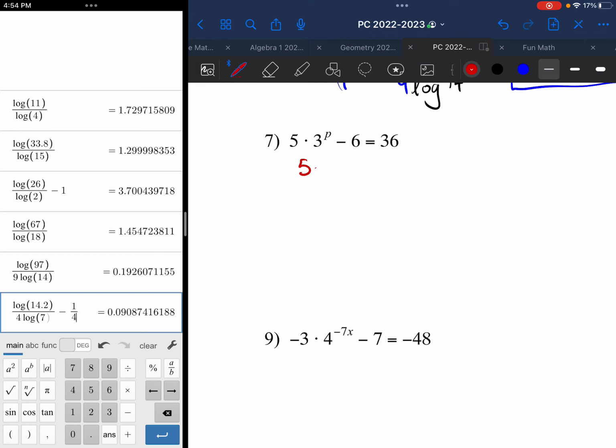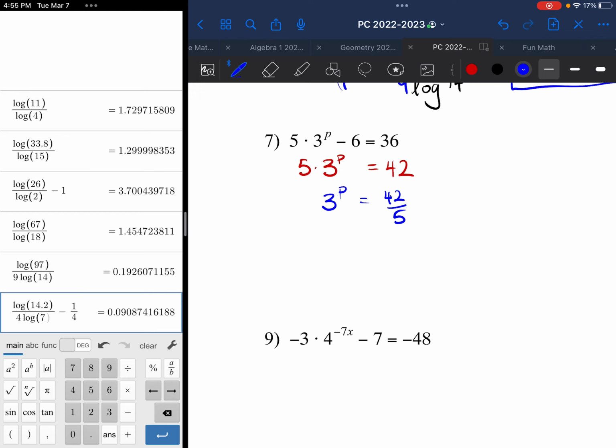So I'm going to get 5 times 3 to the power of p. After I add, the 6 is gone. 6 plus 36 is 42. And then from there, I'll divide by 5. So after dividing by 5, I'm going to get 3 to the power of p by itself, and this is going to be 42 divided by 5. I'm not going to actually calculate that. I'm just going to leave it as a fraction because I'm lazy. Mathematicians are lazy in nature.